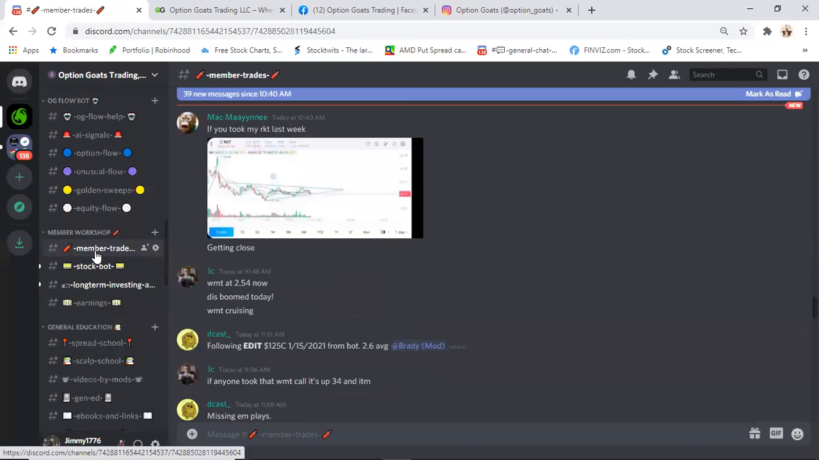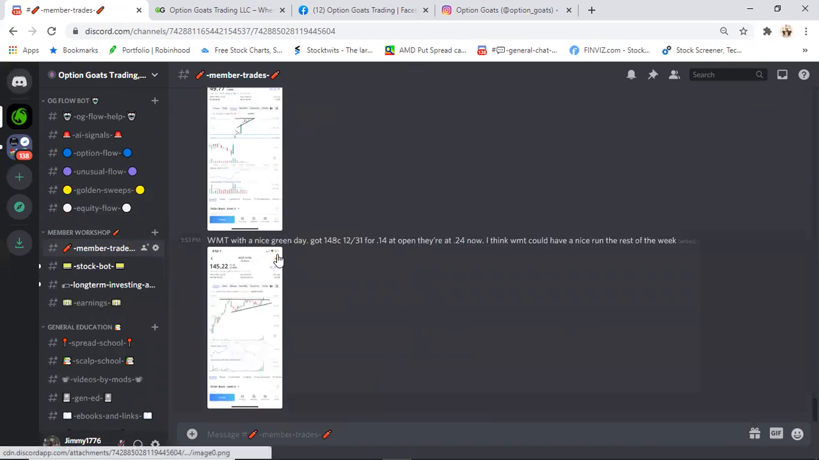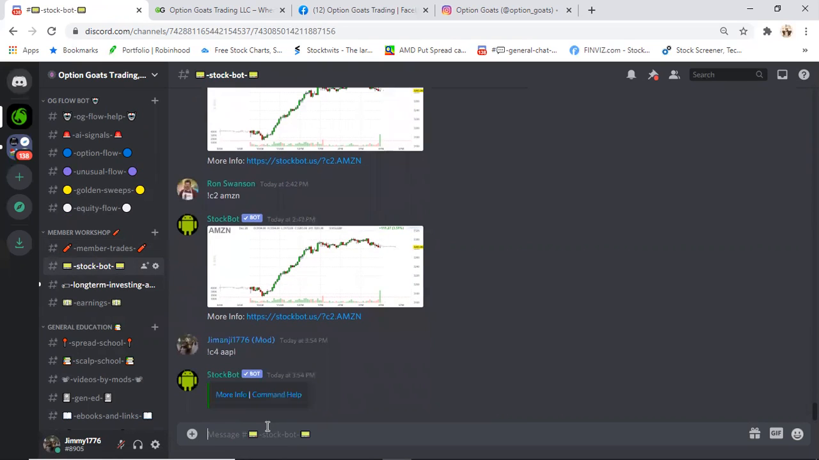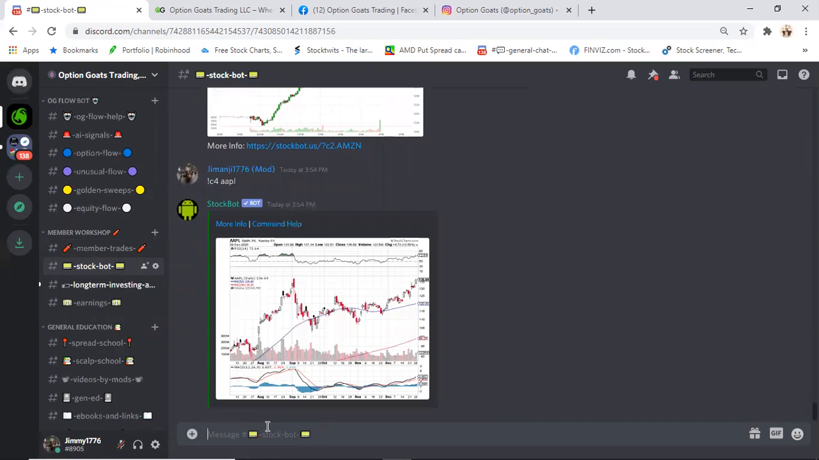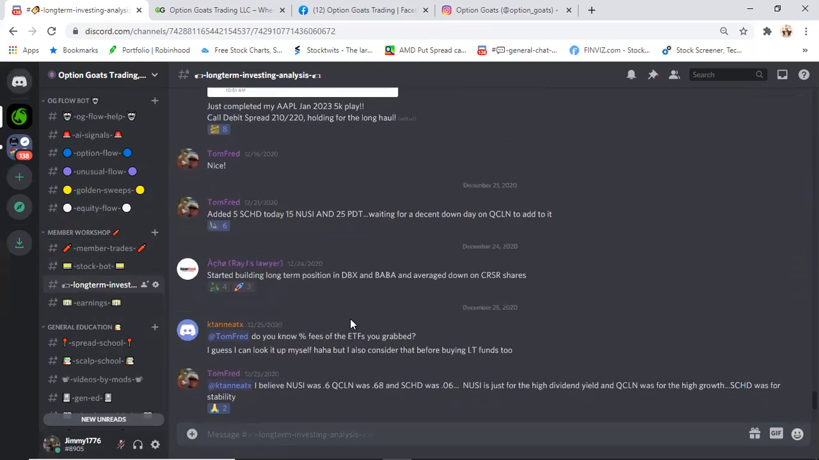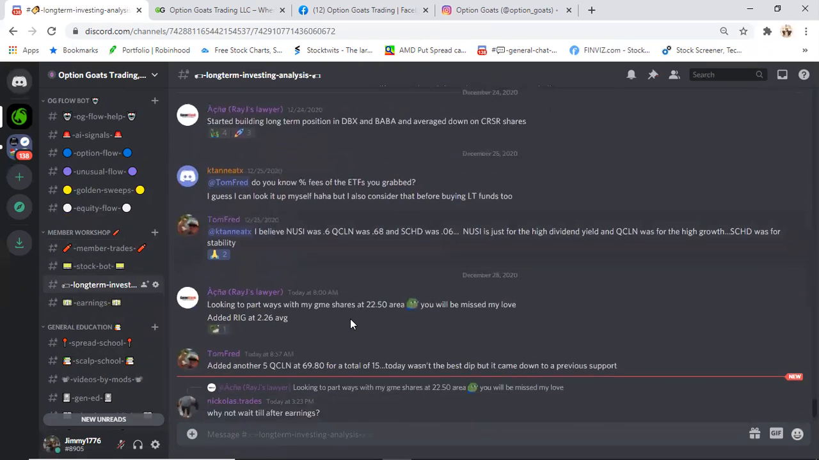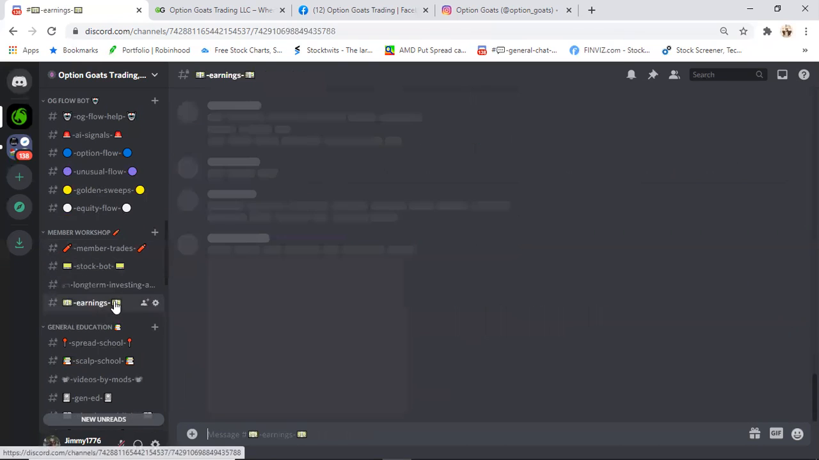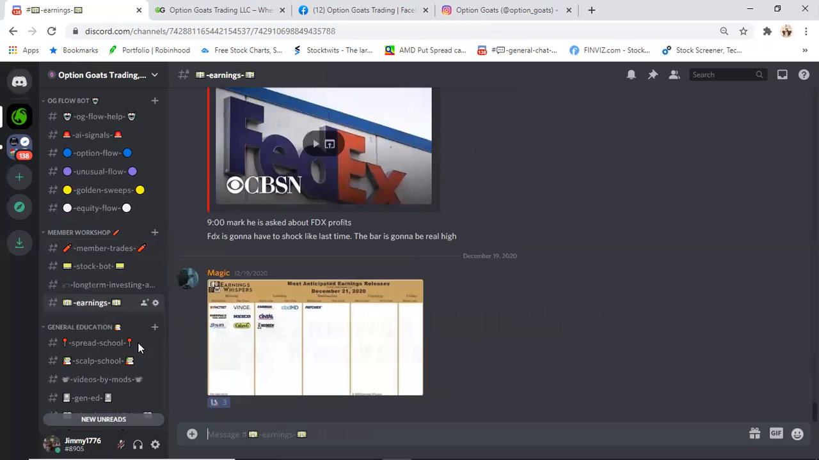Member workshops. If you're a member, you can post your trades in here. Any kind of member can post their trades in the member trades. Stockbot, same deal here. You can put exclamation C2 for Apple. Or actually, if we do C4 for Apple, it'll show a long chart on Apple. Any kind of charting you can pull up with the Stockbot. Long-term investing, other members and traders will post what kind of shares they're buying at this time. You'll see a lot of people buy PDT. It makes me so happy because I love PDT so much. Earnings, our earnings calendar will always be posted weekly on here.